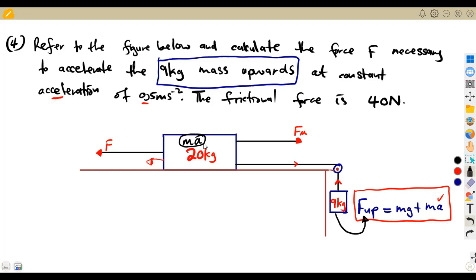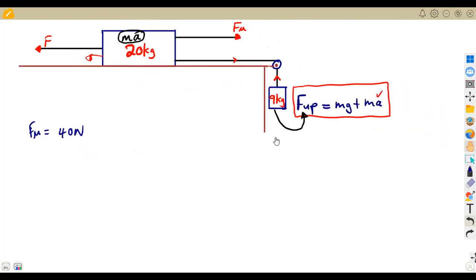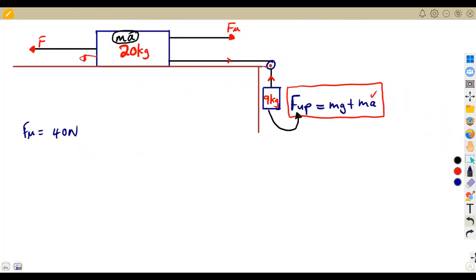But as it is having this force, it is also affected by the frictional force of 40 Newtons in this case. And our question is to calculate the F. If you consider that last part that we talked about, we said how the total force is taken as what?